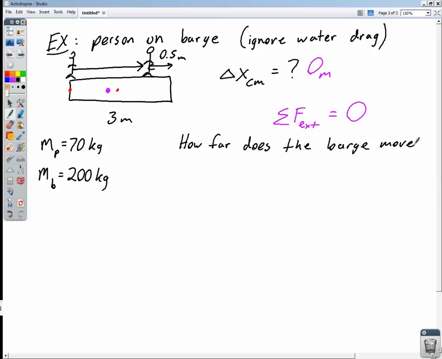As a result of the person's movement, if the person moves to the right, the barge is going to have to move to the left. And this is the key factor right here: the center of mass of the system doesn't change. So first we've got to find the center of mass of the system.